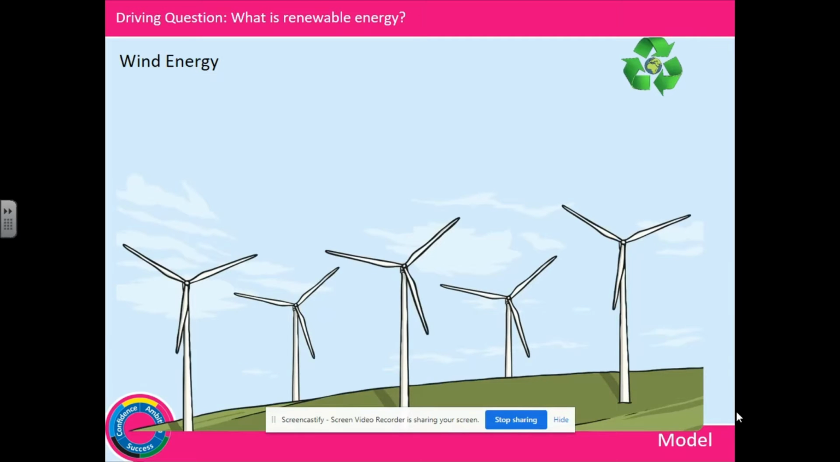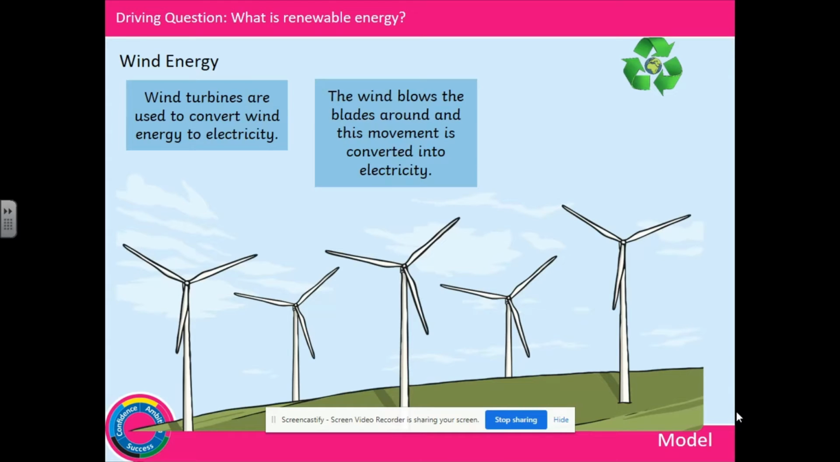Second one, wind energy. Wind turbines are used to convert wind energy to electricity. The wind blows the blades around and this movement is converted into electricity. A group of wind turbines is called a wind farm. If you have ever been to Sittingbourne or Sheerness-on-Sea, or even just going towards Gravesend, you will see a wind farm along the route between Sittingbourne and Rochester.